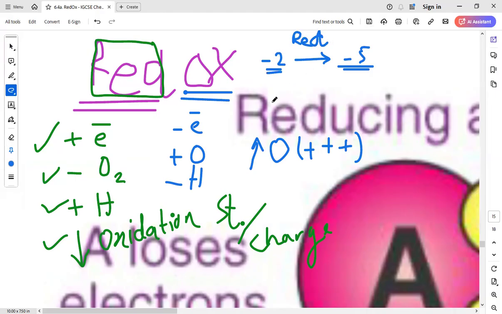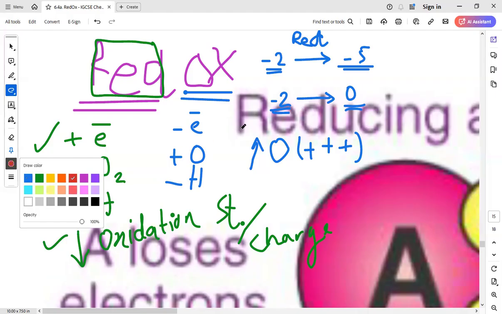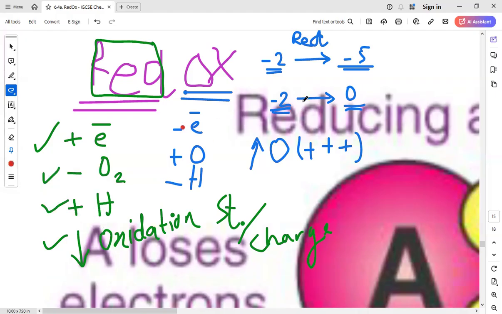But what if the oxidation state changes from -2 to 0? Is this oxidation or reduction? Oxidation, okay? It's oxidation. See, -2 is a more negative number. 0 is relatively a less negative number. So the oxidation state is becoming more positive.